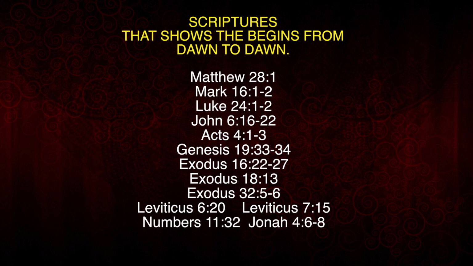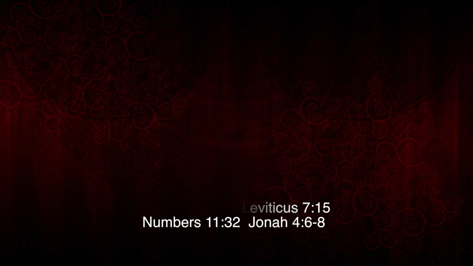There are many scriptures in the Old Testament that show that the day begins from dawn to dawn. The day does not begin from evening at sunset. The day begins at sunrise in the morning and ends at the next sunrise the next morning. There are 24 hours in a day, 12 hours of daylight and 12 hours of darkness. That gives you a 24-hour period. According to the Bible, the day begins from dawn to dawn.